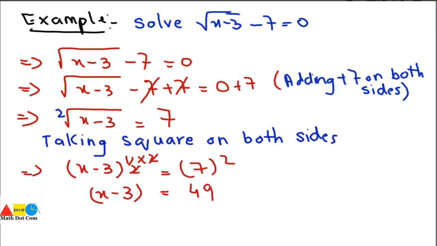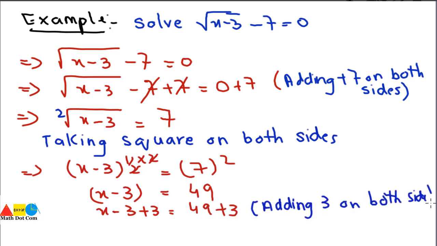So you have to add 3 on both sides of the equation. The minus 3 and plus 3 cancel out, and x equals 52. So this is the solution of the given radical equation.